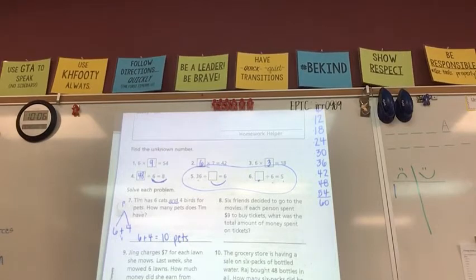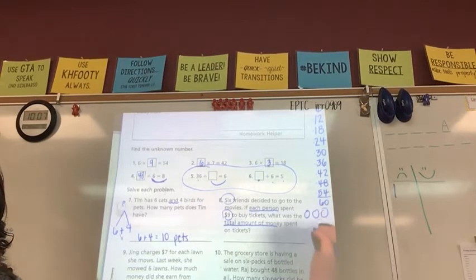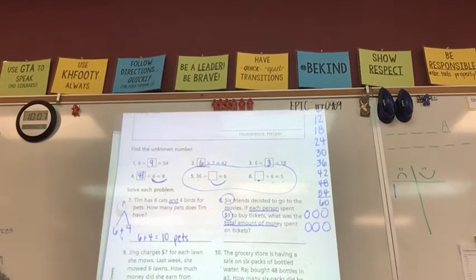I want you guys to do that too. Numero ocho. 6 friends decided to go to the movies. If each person spent $9 to buy tickets, what was the total amount of money spent on tickets? There were 6 friends. Each of them spent $9, and we need to figure out the total amount of money. That sounds like I've got 1, 2, 3, 4, 5, 6 people, or 6 groups.